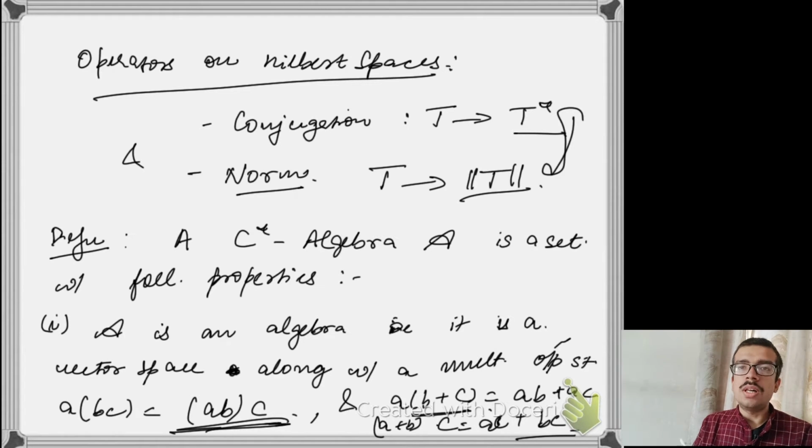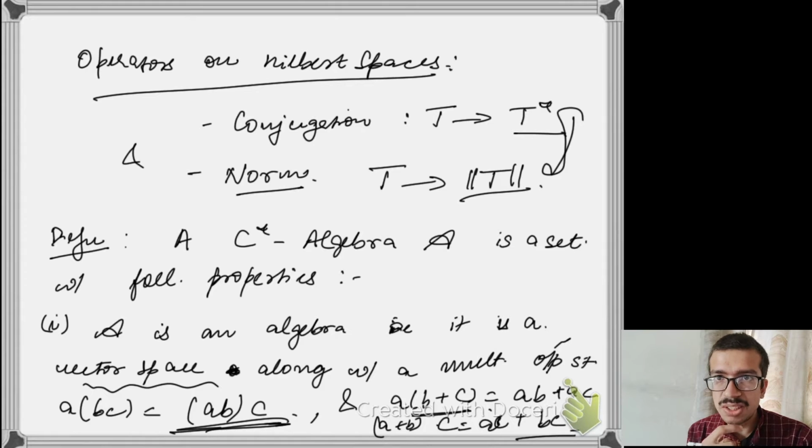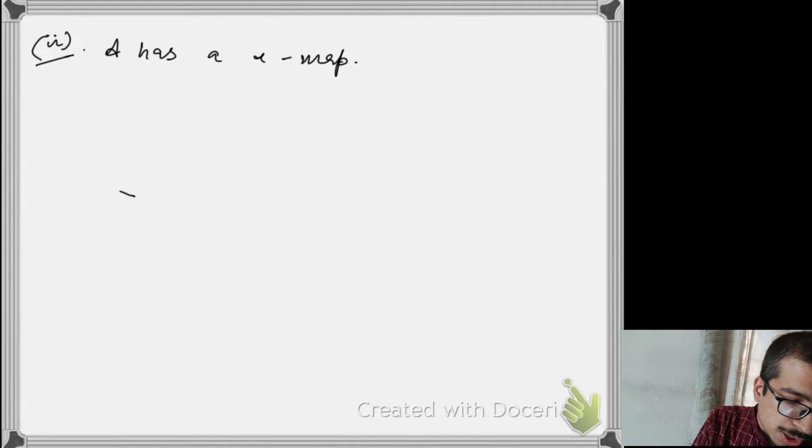Essentially, by ensuring that it is a vector space, I have already ensured that there is an addition operation in which it forms an abelian group, and now additionally I define a multiplication operation. This gives it a ring structure. So overall it becomes an algebra. And note that this addition is the same as the addition from the vector space. Now the next property is that A must have a star map. The star map must satisfy that A star star must be A.